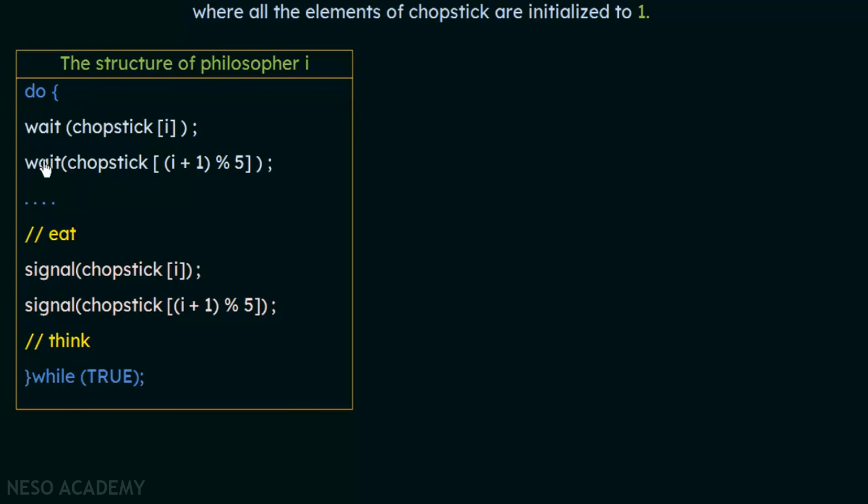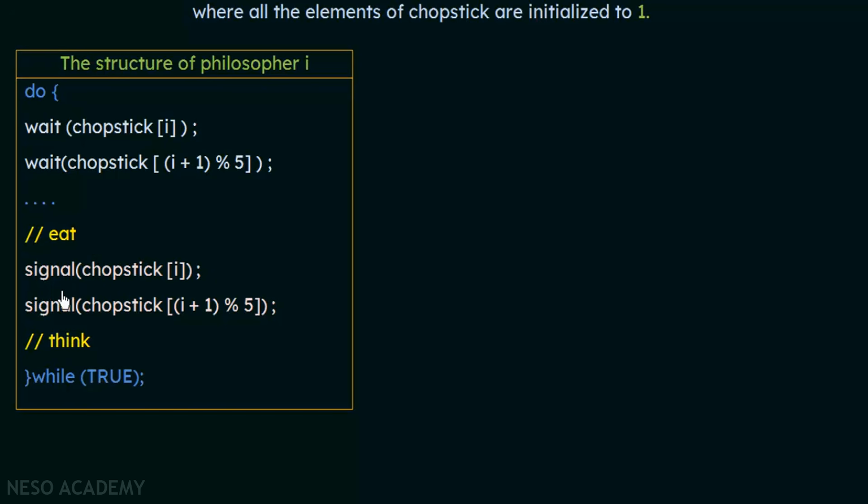Okay, so what basically it means is that the philosopher needs to execute a wait operation on the two adjacent chopsticks that are placed near him. Once he executes these wait operations, if these chopsticks are available, he will get hold of them one by one. And once he has hold of both of them, then he can begin eating. So he will be doing the eating operation here, and after eating, he has to place the chopsticks back where they were so that other philosophers can make use of those chopsticks.